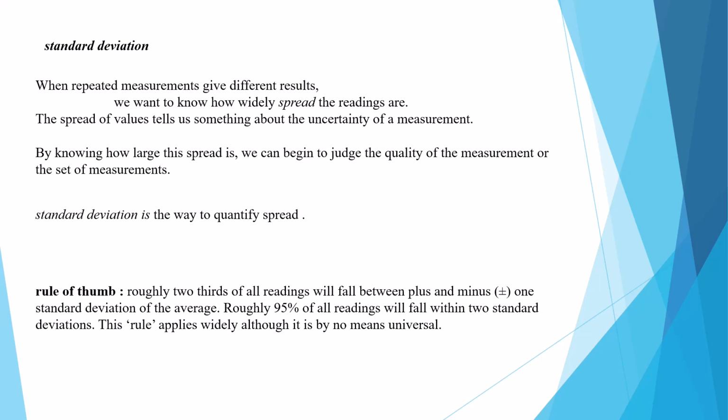It's the rule of thumb. We should know 2/3 of all readings will fall between plus and minus 1 standard deviation of the average. 95% of readings will fall within 2 standard deviations. This rule is universal, so you can use this rule everywhere.